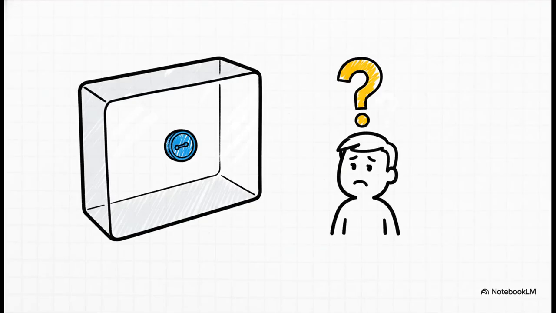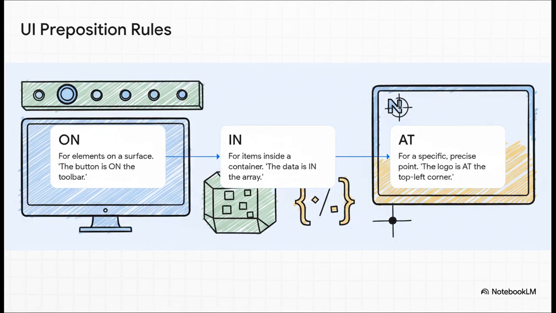Oh man, this is such a classic. I bet we've all heard this or maybe even said it ourselves. "The button is in the screen." It sounds close, right? But it's actually wrong, and it's exactly the kind of small mistake that leads to big misunderstandings. So how do we get it right? It's easy. Just remember 3 simple rules.